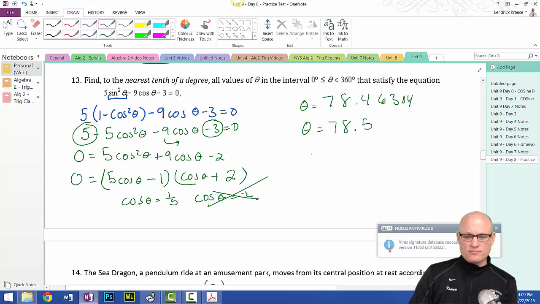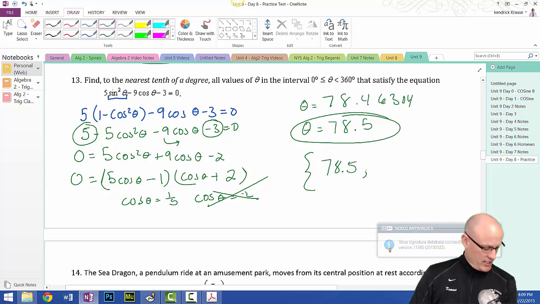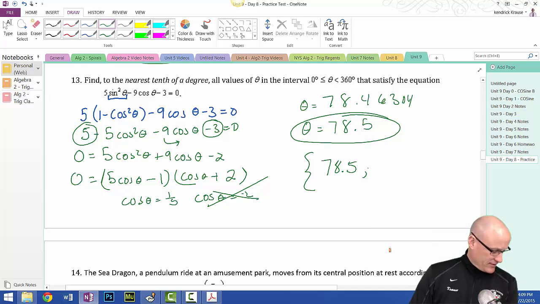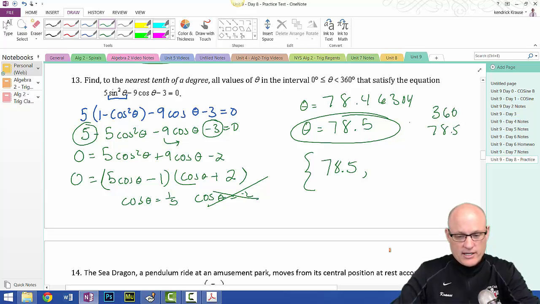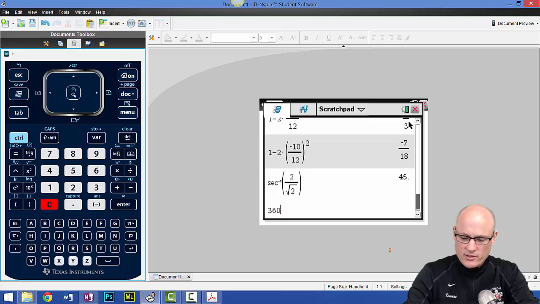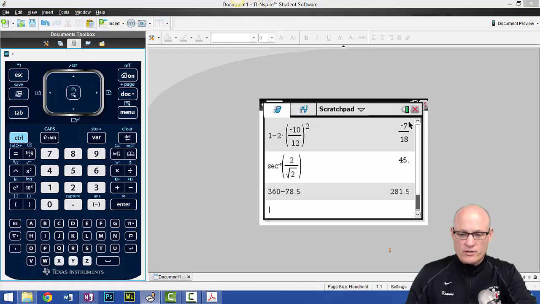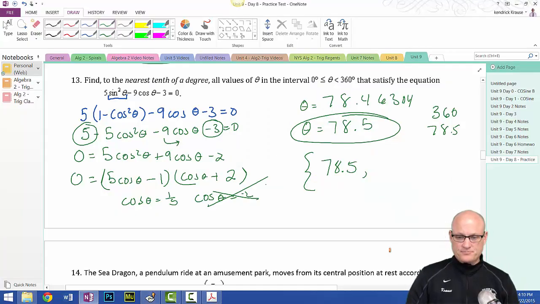All right, so my two answers. Yes, I'm going to keep this one, 78.5. And then where else is cosine positive? Cosine is positive in the fourth quadrant, so I'm going to take 360 and subtract off 78.5, which I will do on my calculator. 360 minus 78.5, 281.5.